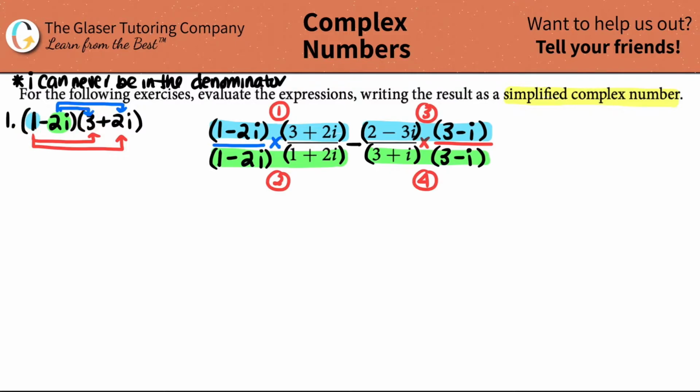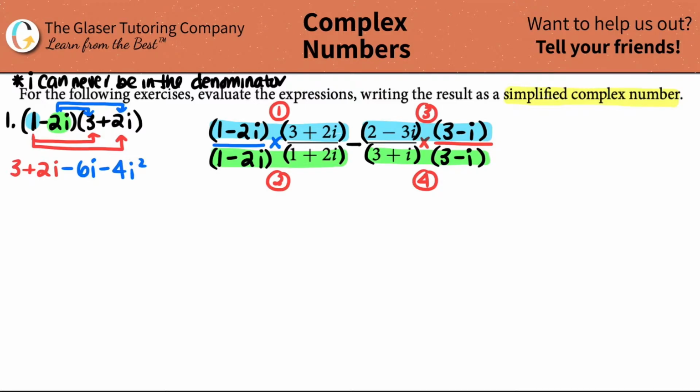1 times 3 is 3. 1 times 2i is a positive 2i. So negative 2i times 3 is a negative 6i. Negative 2i times 2i is a negative 4i squared.